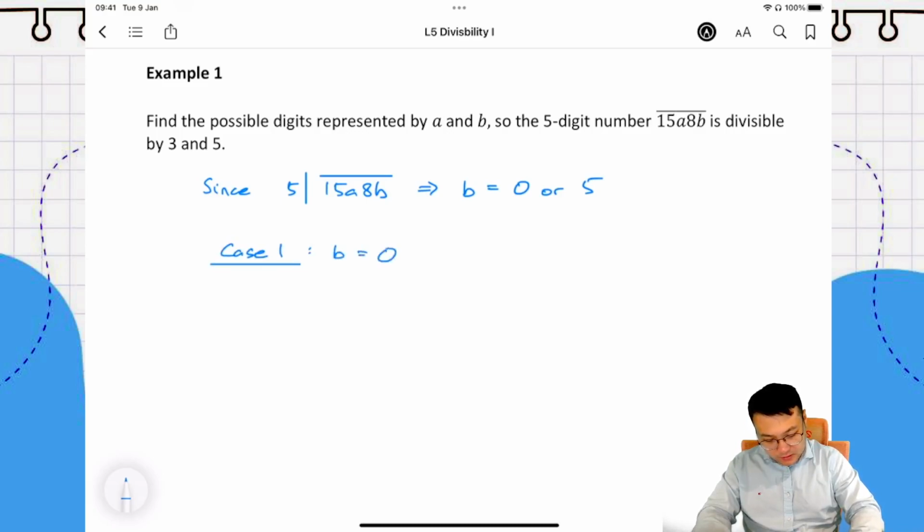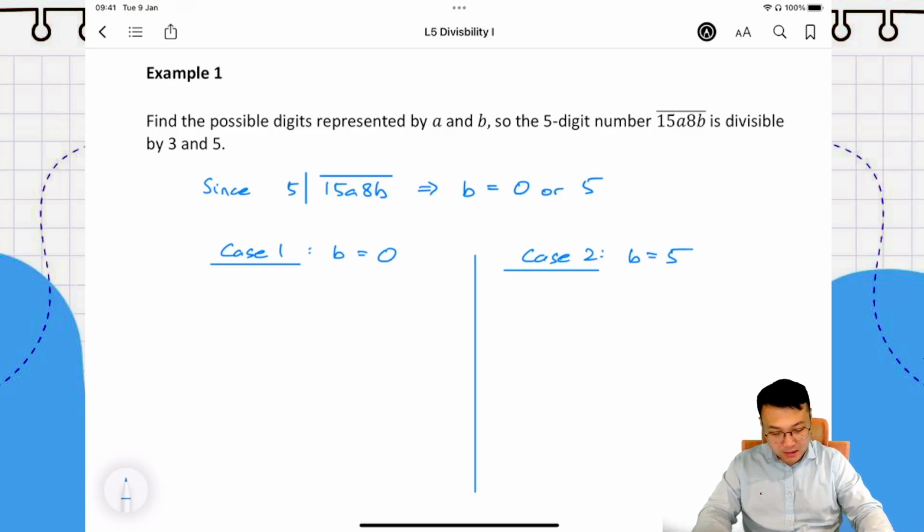If B equals 0, then what is the rest of the numbers going to be? And we can also look at case 2. If B equals 5, what's going to happen? So let's look at B equals 0, okay, En. What is the rule to tell whether it's divisible by 3? You take the sum of digits, and if the sum is divisible by 3, then the whole number is divisible. Very good. Well done. You find the sum of digits.